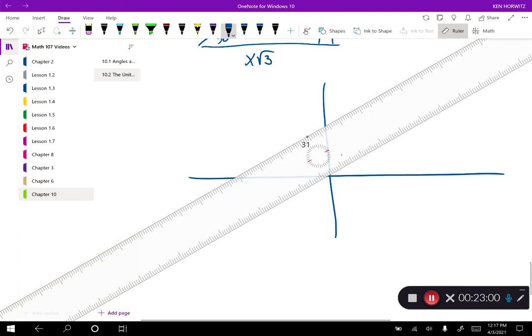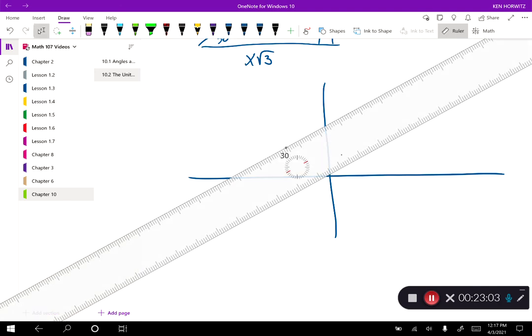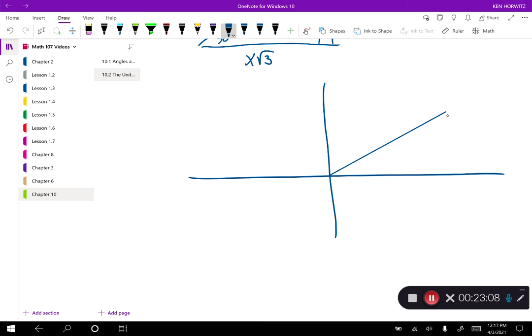Trying to just get it as good as I can. There's my 30-degree angle, and I'm just going to drop the perpendicular right there. I put 30 on the terminal side of the angle, but the 30 degrees is right in there. And my radius is 1, right? So my radius of my circle is 1. And my goal is to find the XY coordinate of that point. So using my template, I say 2x equals 1, so x equals 1/2.